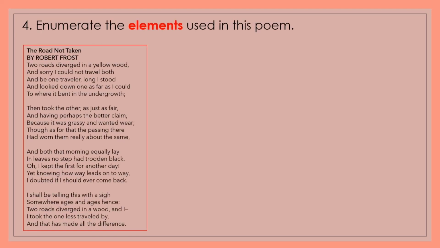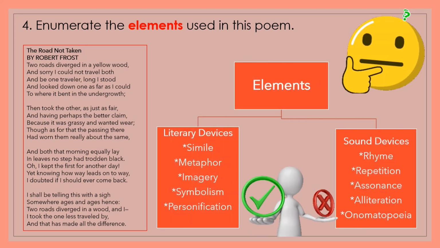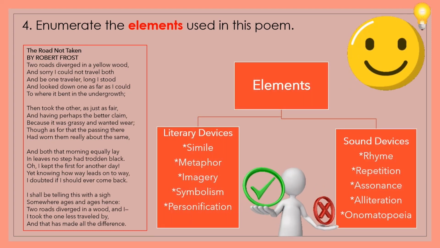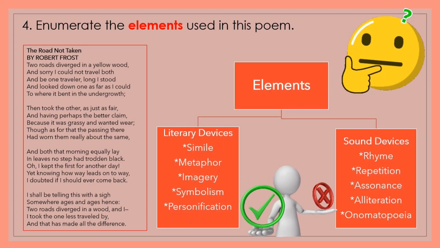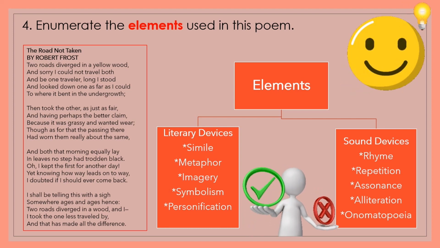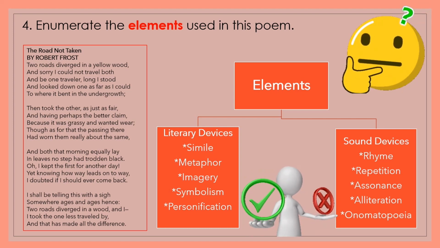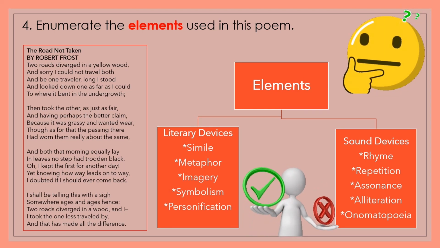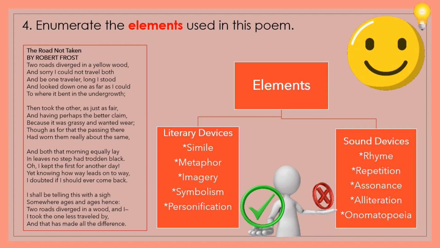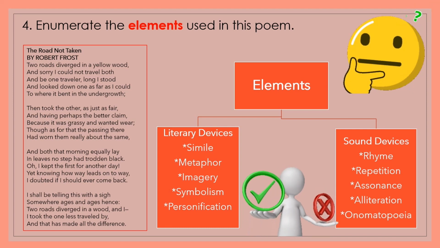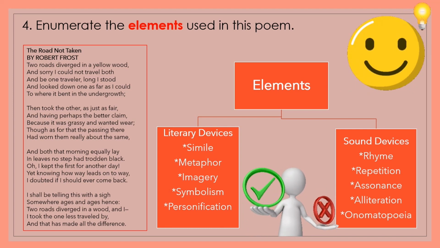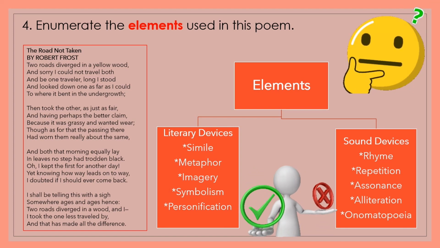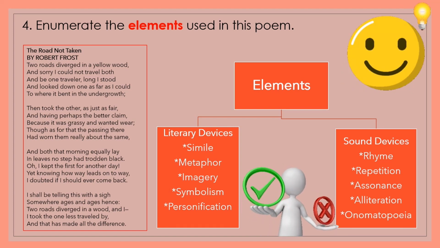Fourth and final task. Enumerate the elements used in this poem. So you have to think deeper and ask yourself, did Robert Frost use literary devices such as simile, metaphor, imagery, symbolism, and personification? Did he also use sound devices like rhyme, repetition, assonance, alliteration, and onomatopoeia? If yes, just identify the devices that he used specifically.